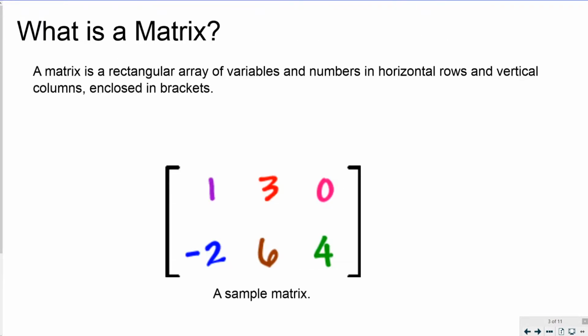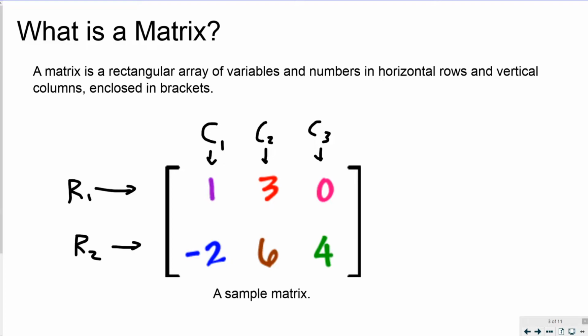So first and foremost, let's just get right to it and understand that a matrix is a rectangular array of variables and numbers in horizontal rows and vertical columns. So rows run this way. This would be row 1 here, R1, and this would be R2 down here. Whereas this would be column 1, column 2, column 3 running this way in this matrix.